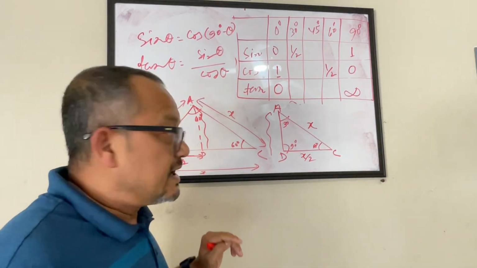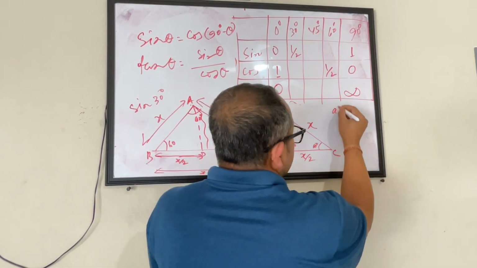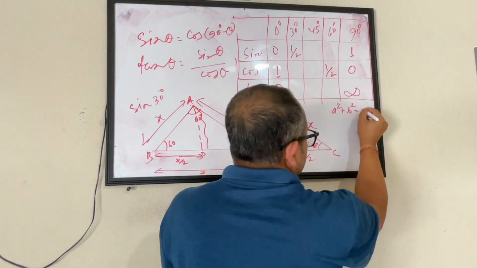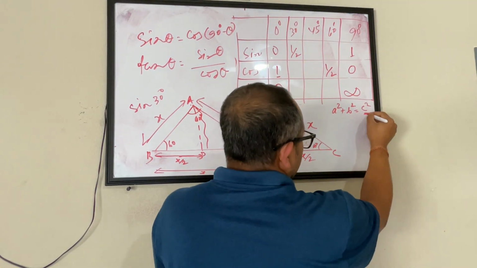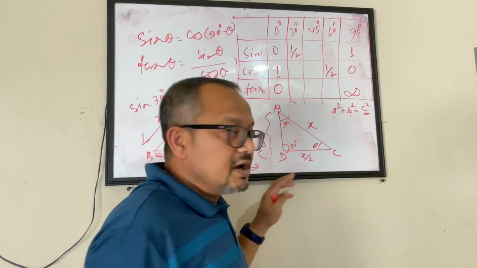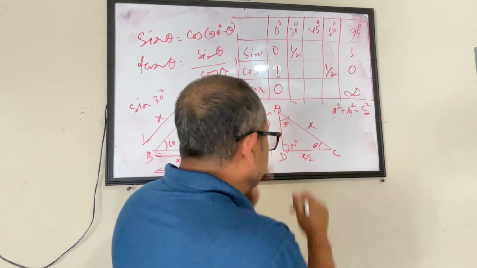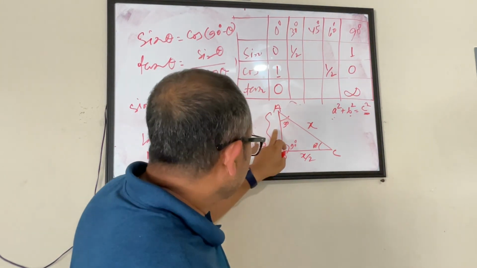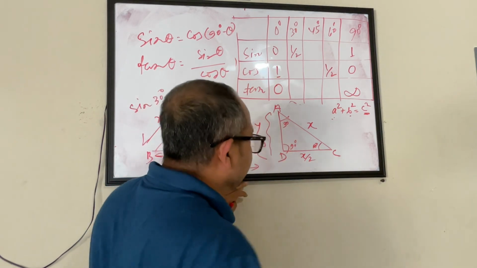So now, we know in the original equilateral triangle, the side was x, and by drawing the perpendicular, it became x by 2, half of the x. So, what we don't know is this one. Now, the Pythagoras theorem says a square plus b square equal to c square, where c is the hypotenuse and a and b are the two sides making the 90 degree angle. Now here, what we don't know is this one. Let's call this y.